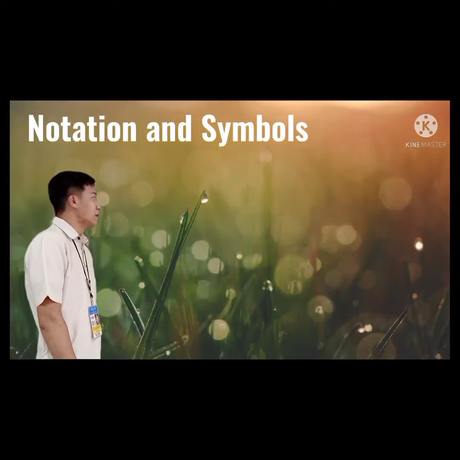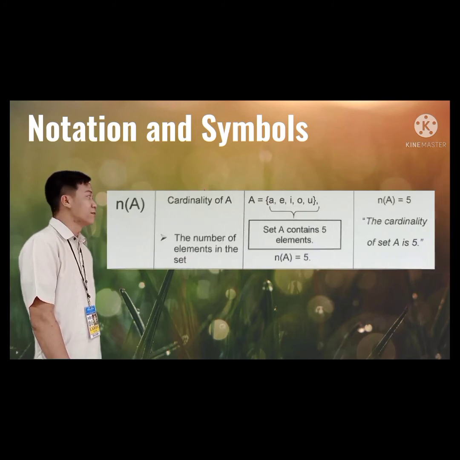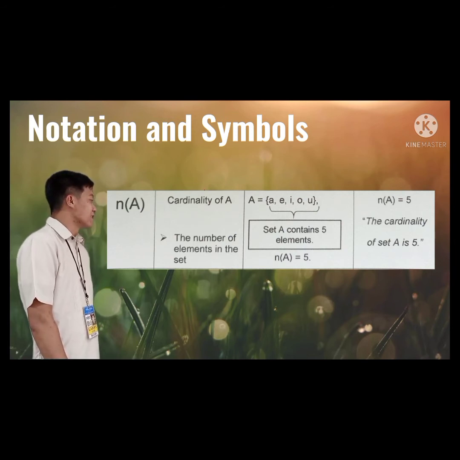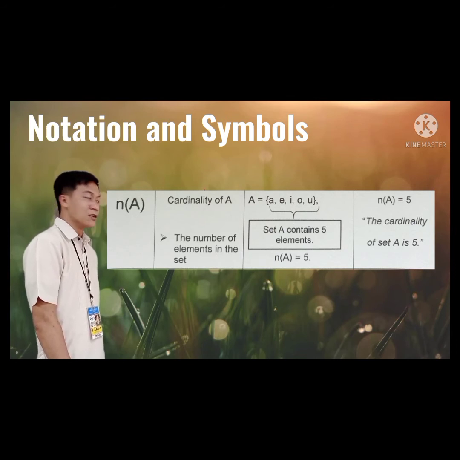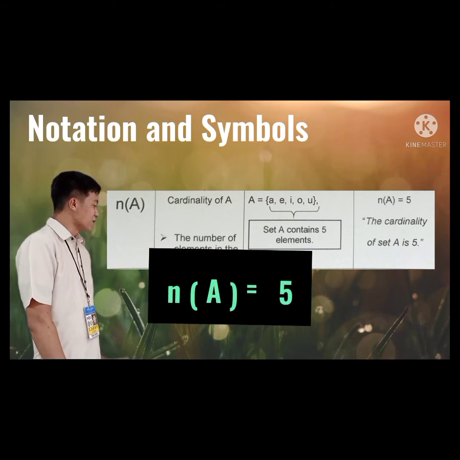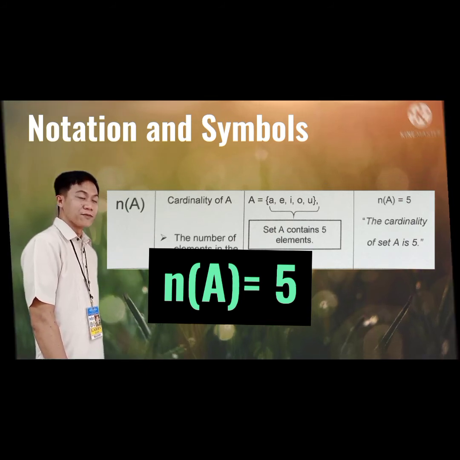The next symbol is the cardinality of A. That means the number of elements in the set. For example, our set A, the elements are A, E, I, O, and U. So the set A contains 5 elements. This can be read as cardinality of set A is equal to 5.